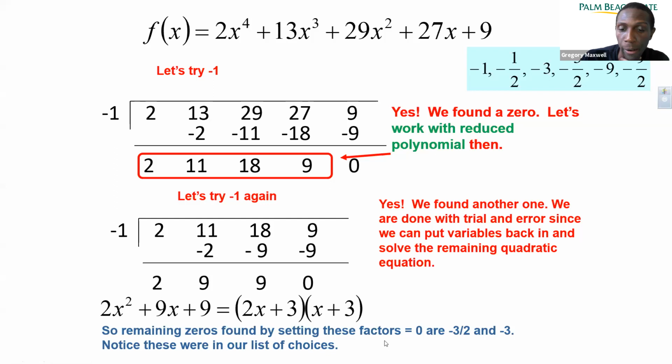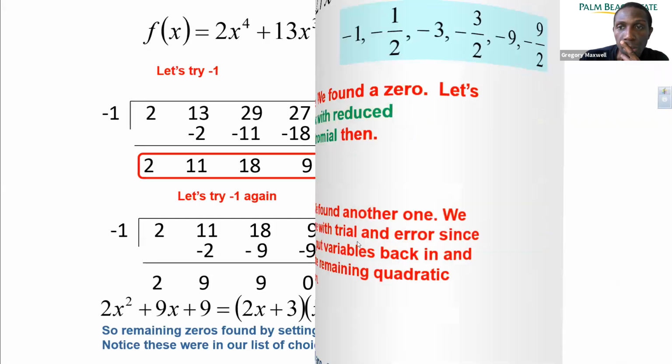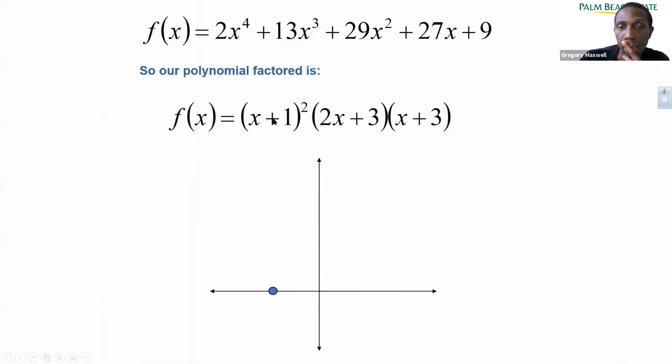And therefore we have our 4 factors. One of them is repeated. So we have negative 1, negative 3 over 2, and negative 3. And that's the graph. Y-intercept is at 9.